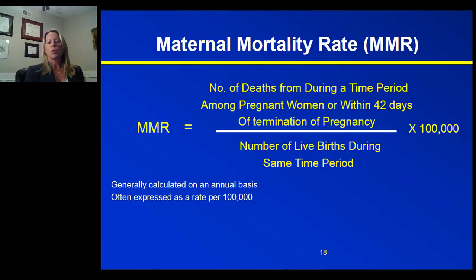So now I talk about maternal mortality rate, or MMR. This represents the number of deaths during a time period among pregnant women or within 42 days after termination of a pregnancy, over the total number of live births during the same time period. This is generally standardized per 100,000 because the numbers are lower than that for the infant mortality.